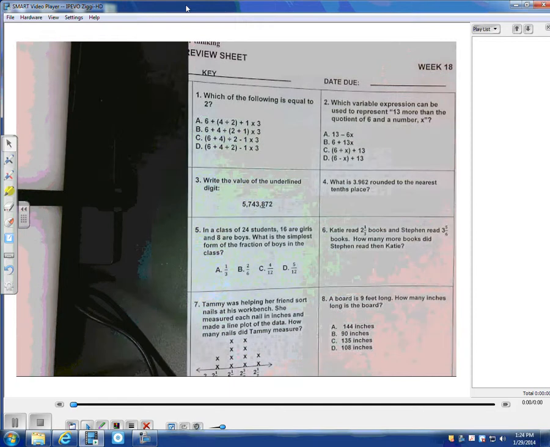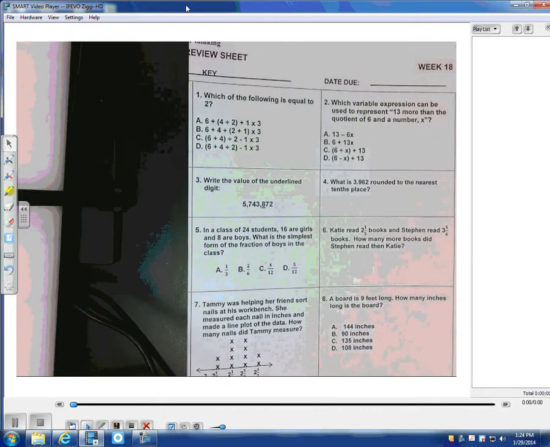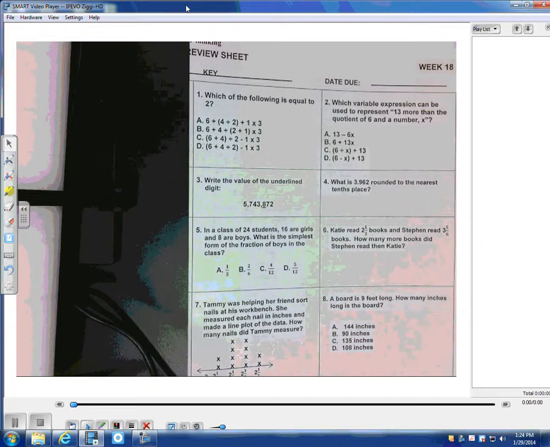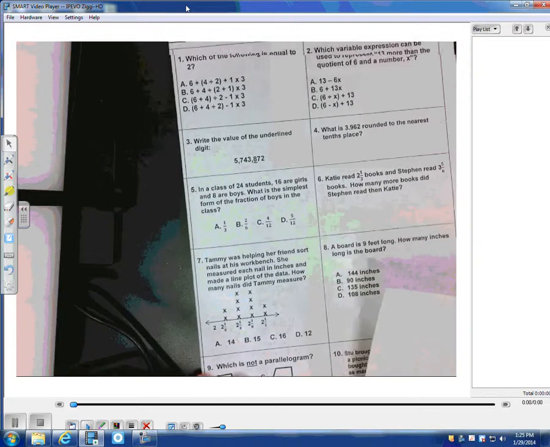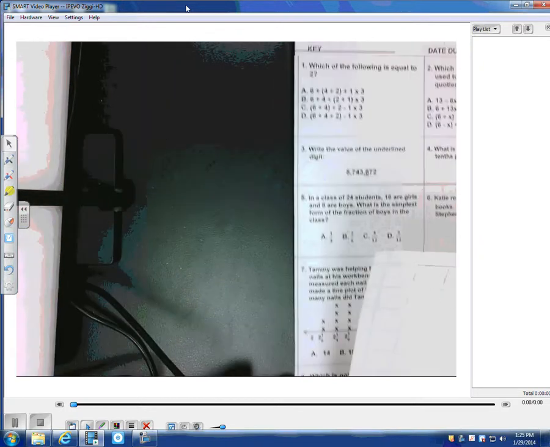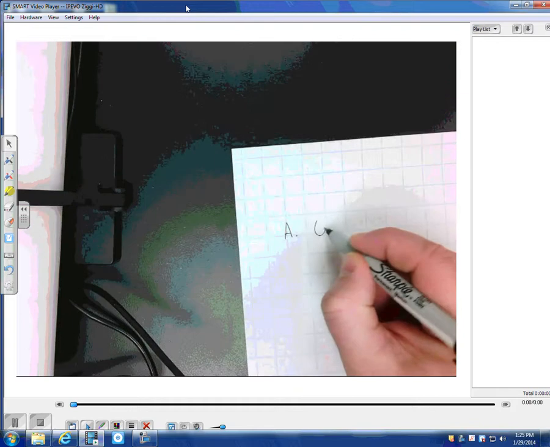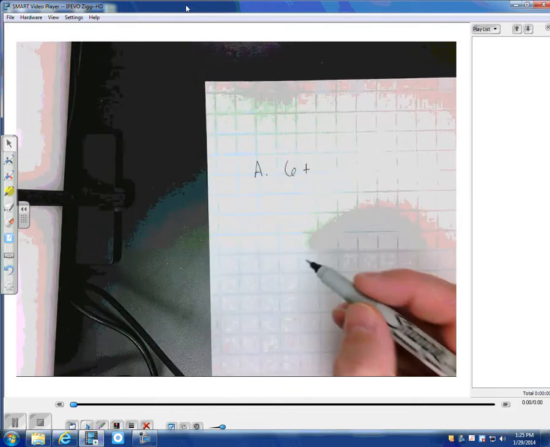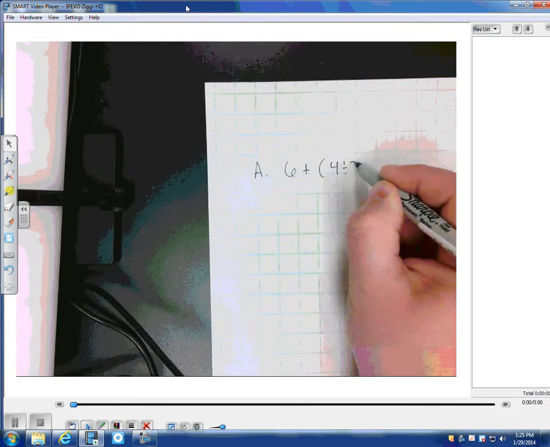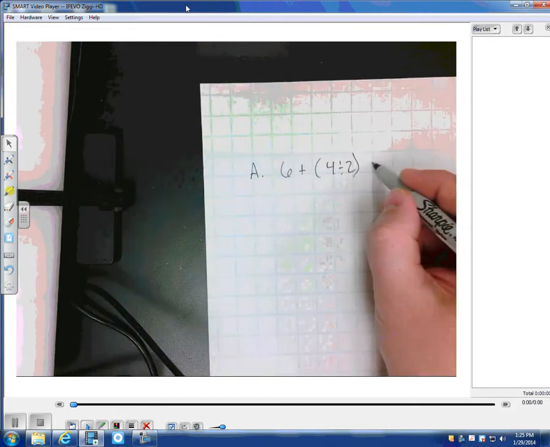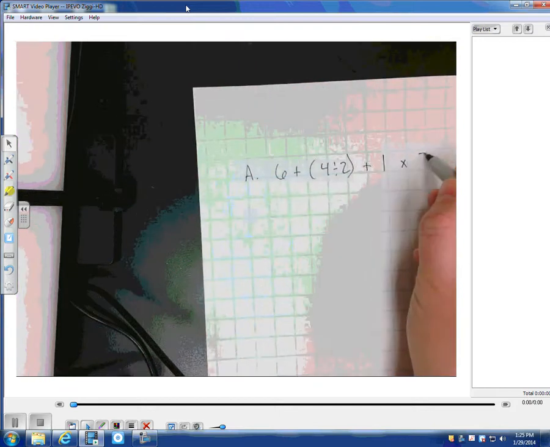Okay, so what we're going to do is I'm just going to go through each one and solve it. If I get the answer 2, I know I'm correct, and I don't have to go any further. So I'll do one of these with you, and then you'll finish it off with the remaining 3. So the first one, letter A, is 6 plus parentheses 4 divided by 2 parentheses plus 1 times 3.